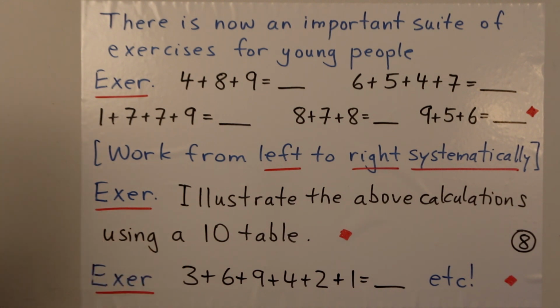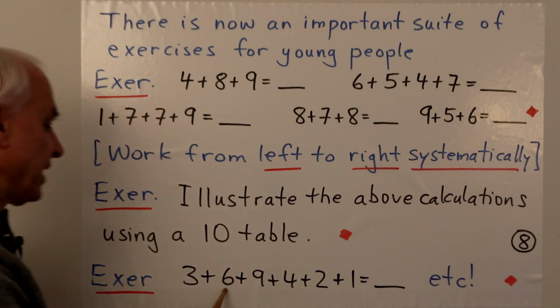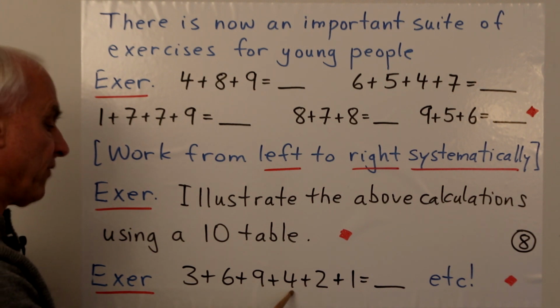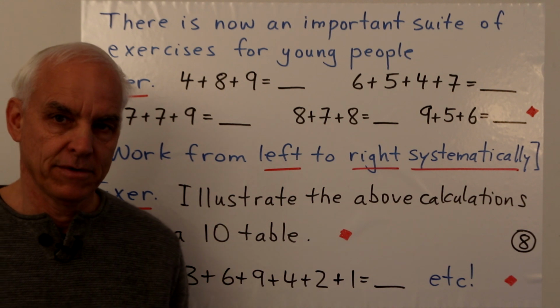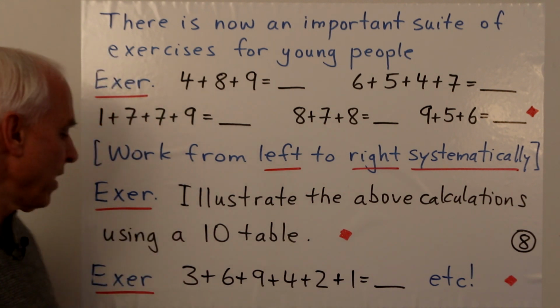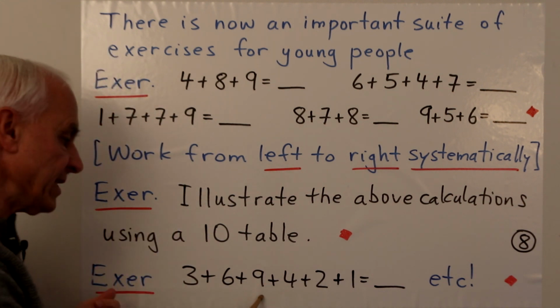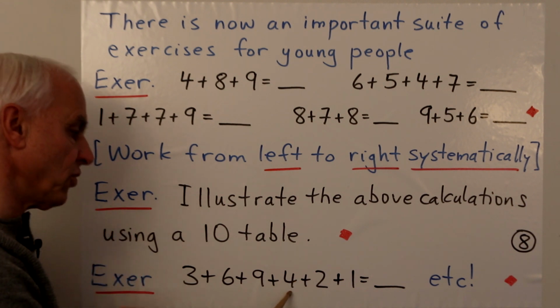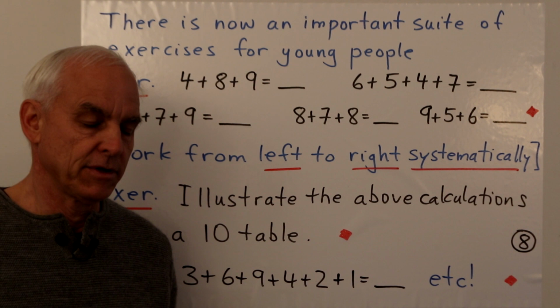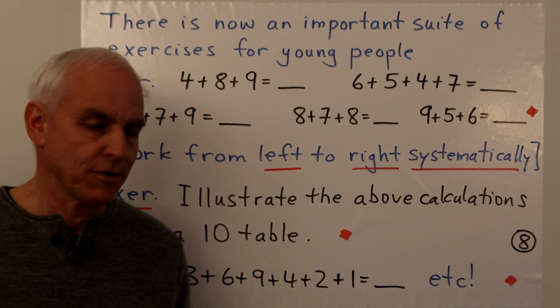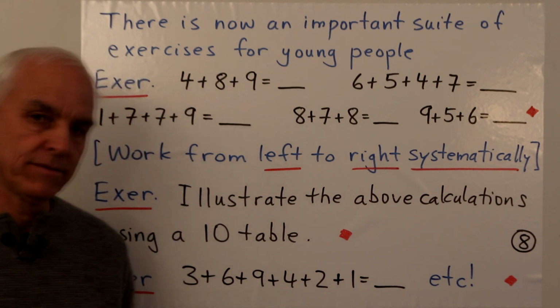And then we can go further. It doesn't have to be 3 or 4 elements. After a while, 3 plus 6 is 9, plus 9 is 18, plus 4 is 22, plus 2 is 24, plus 1 is 25. Okay, exactly that way. 3 plus 6 is 9, plus 9 is 18, plus 4 is 22, plus 2 is 24, plus 1 is 25. You can even get them saying it. Okay, and then we write down 25.